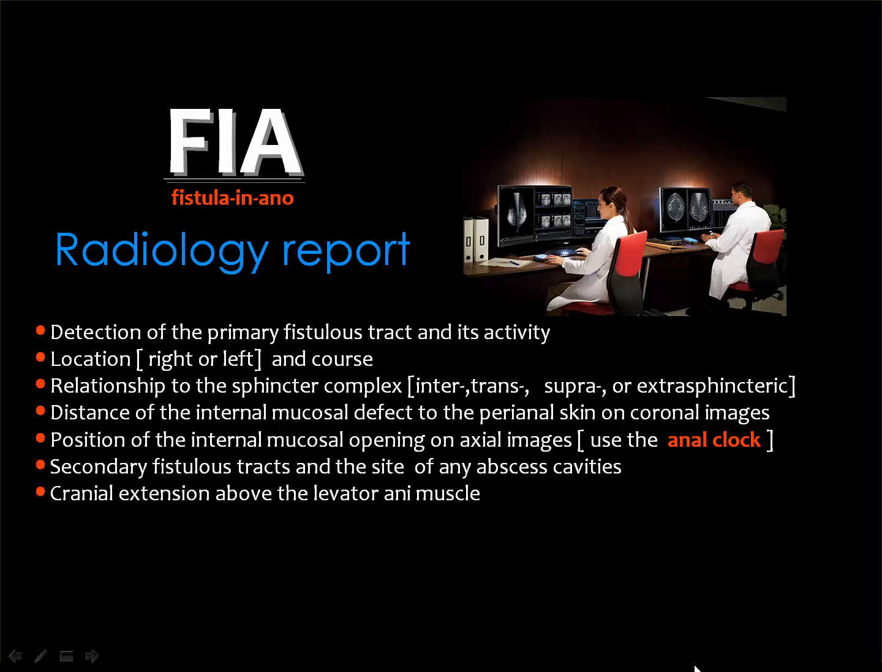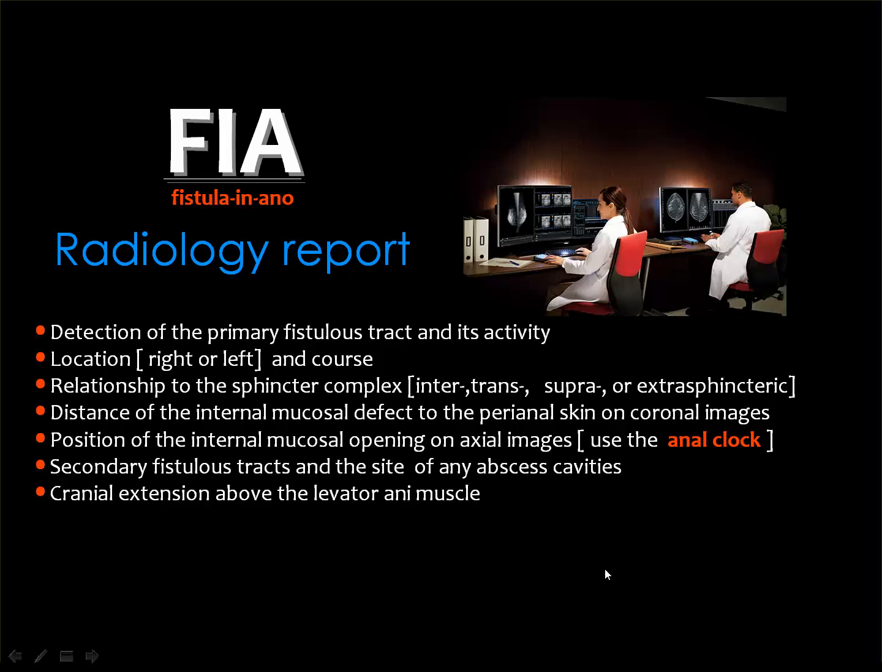Then, what are the items that should be included in the radiology report of a perianal fistula? Number one, it should detect the primary fistula tract and its activity. The activity is judged by enhancement if you inject contrast material, or by Doppler examination if you detect vascularity. Then you locate the site of the fistula, whether it is on the right or in the left, and the course with relation to the sphincters, if it is intrasphincteric or trans or suprasphincteric or extrasphincteric.